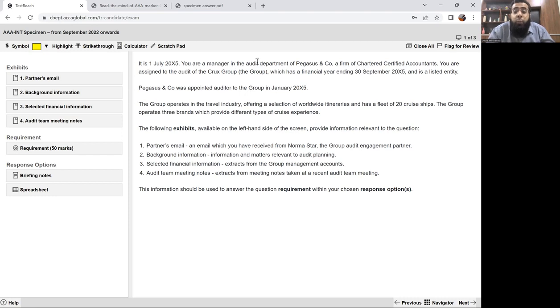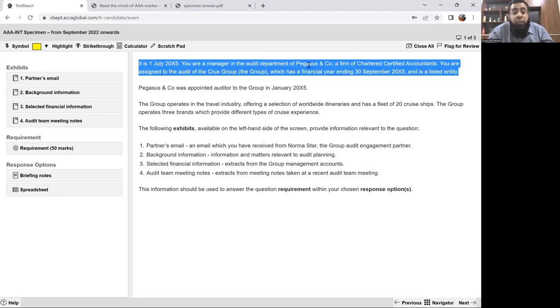It is 1st July 2005. You are the manager in the audit department of Pegasus and Company, a firm of chartered certified accountants. You are assigned to the audit of the Crux Group, which has a financial year ending 30th September 2005 and is a listed entity. So this is introductory information about the question: we work in Pegasus and Company, the client is Crux Group and the year end is 30th September 2005.